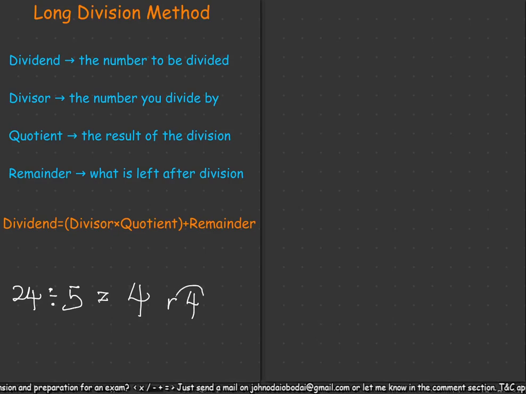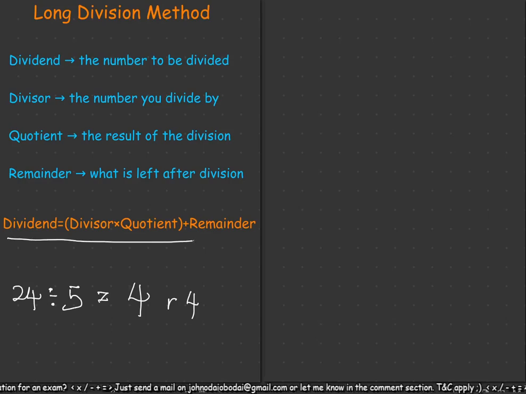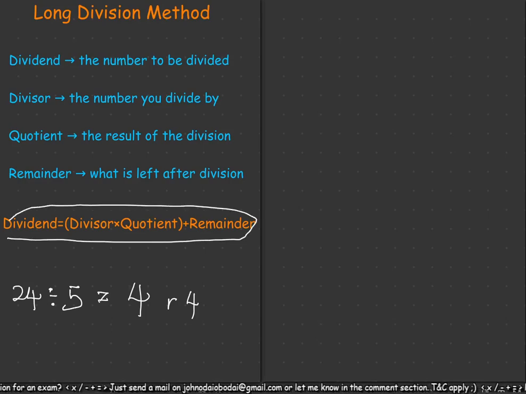The result of your division is the quotient. And then we have the remainder, which is what is left after your division. Take note that it is not every division that results in a remainder. If the dividend is a multiple of the divisor, then you would always get a remainder of 0.